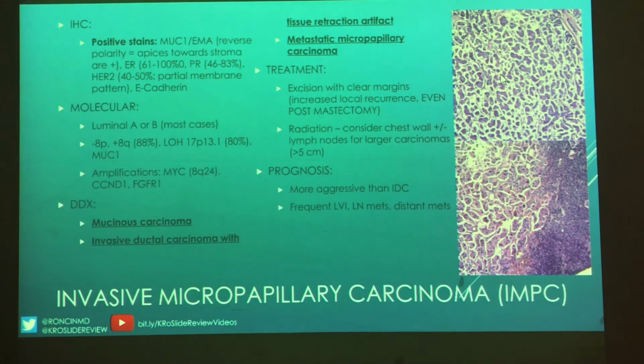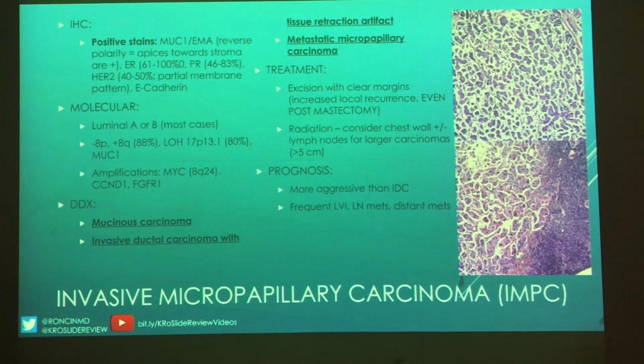Okay, so positive stains. So MUC1 EMA, so those are different stains. We haven't seen those in our other lesions today. And they stain the apical surface. So they're going to stain like the outside of all those areas that look like they have lumen. They tend to be strongly ER positive. They may or may not have PR, and may or may not have HER2.